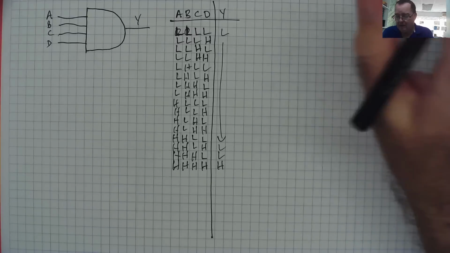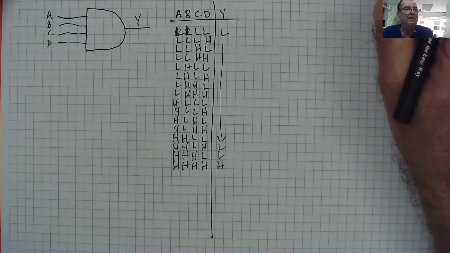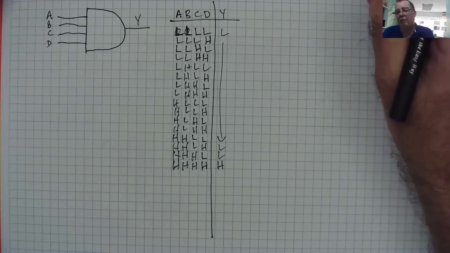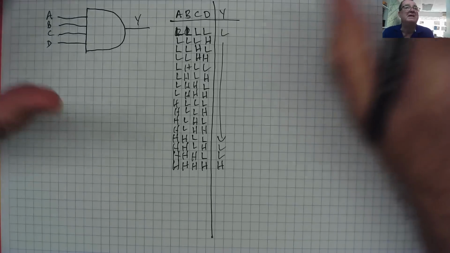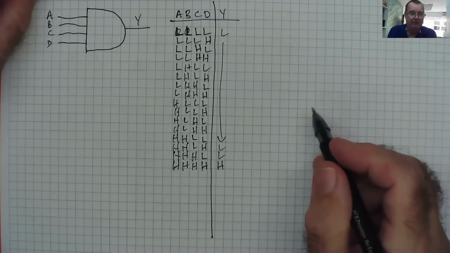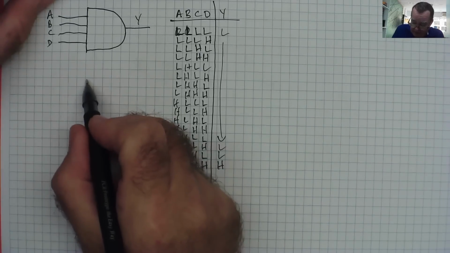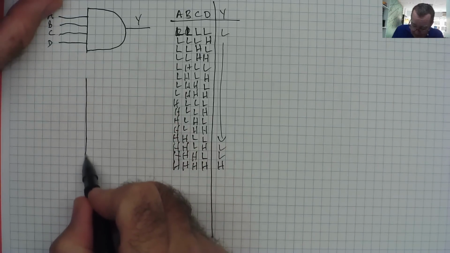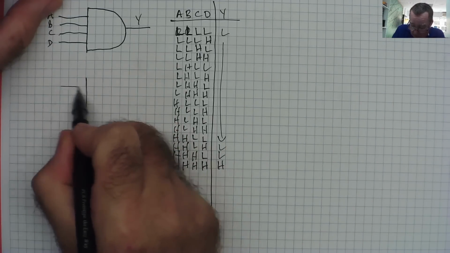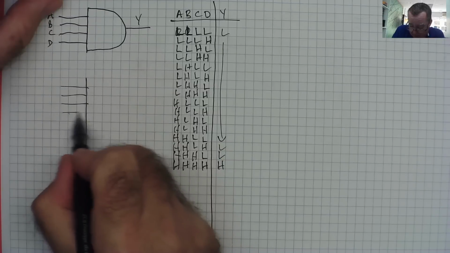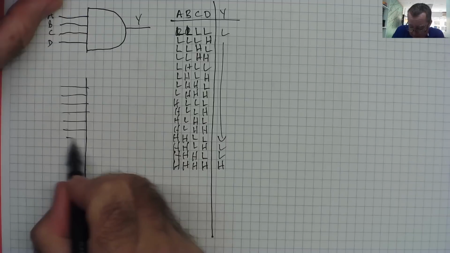What if we wanted a 5 input AND gate? I mean, you can get 2, 3, 4 inputs. I think the next one you can get is probably 8 inputs in an integrated circuit. So if you wanted a 5 input AND gate, well, you can actually do that by taking an 8 input AND gate. 1, 2, 3, 4, 5, 6, 7, 8.